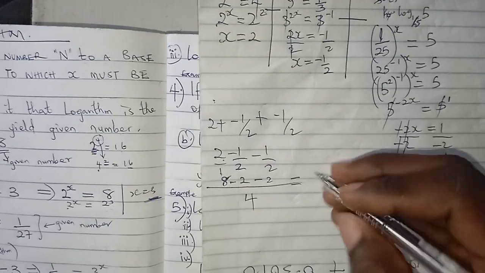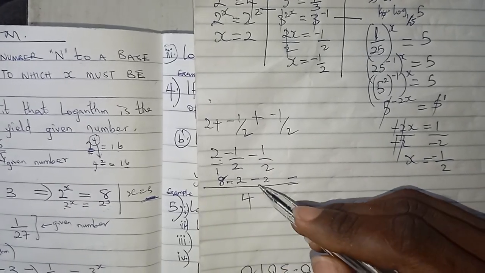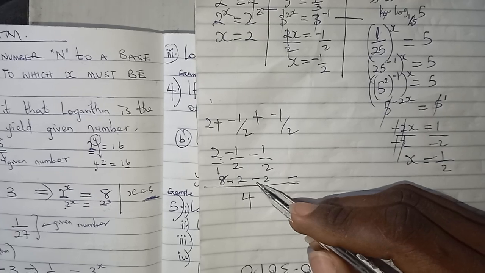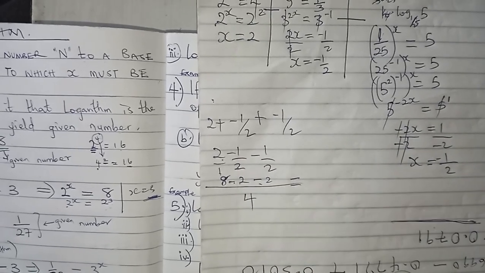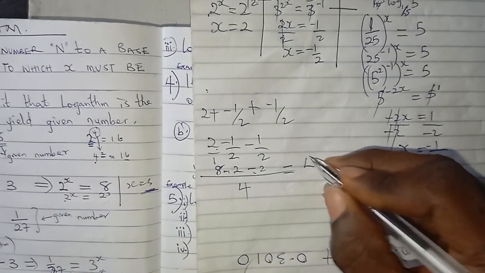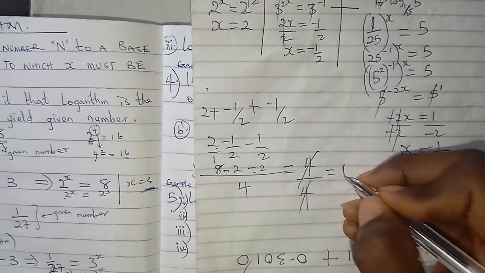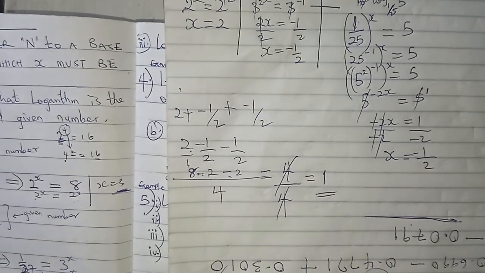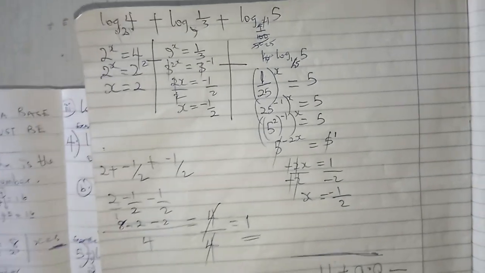So this is going to be the same thing as saying 8 minus 2, first of all, minus 2 is minus 4. Minus it from 8, you have 4. Or you say 8 minus 2, 6 minus 2, 4. 4 over 4. So your answer is 1. That's how you go about that.